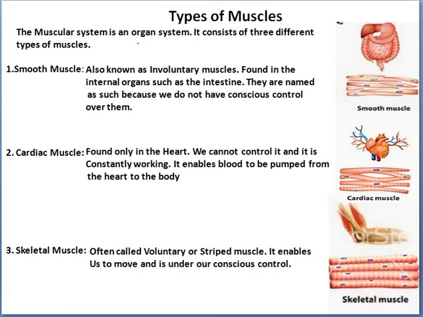There are three different types of muscles. The first one is the smooth muscle, also known as involuntary muscles. Involuntary means that we don't have conscious control over them. They are named as such because we do not have conscious control over them. These are found in the internal organs of the body. Example, in the intestines.